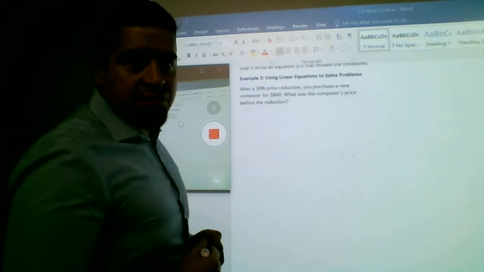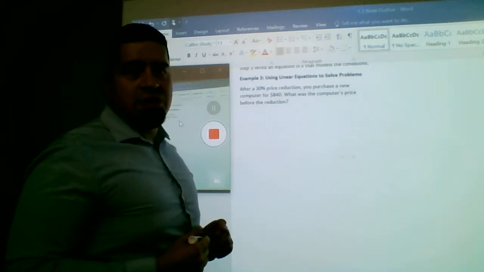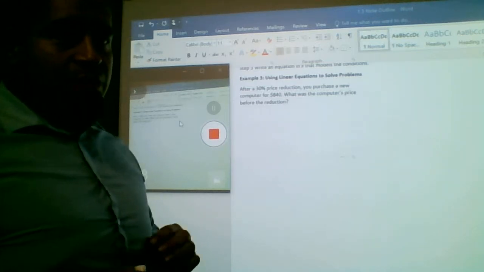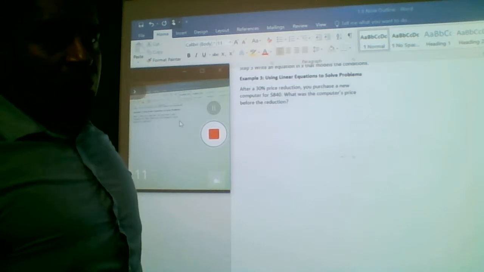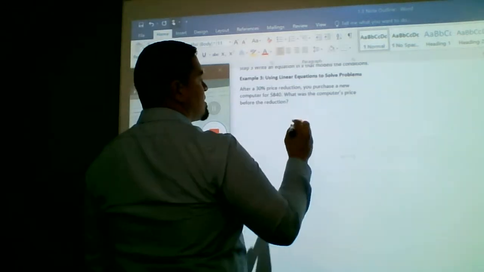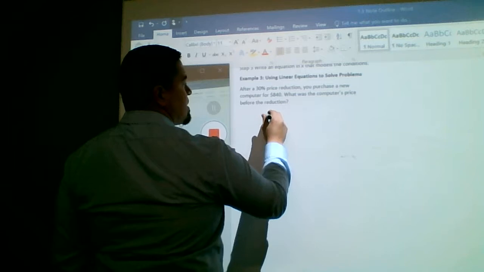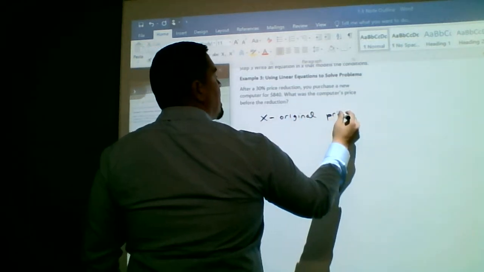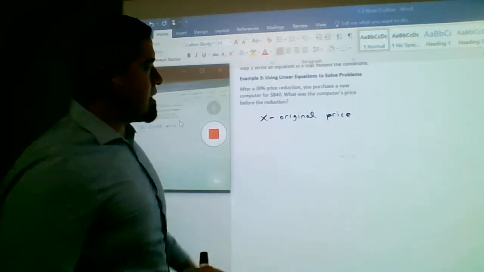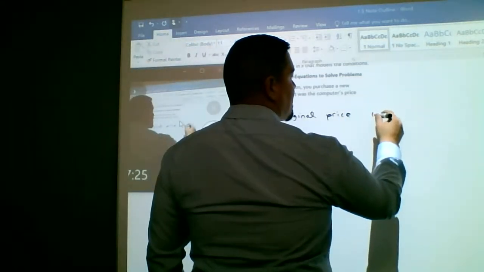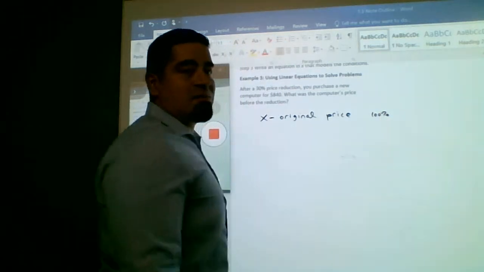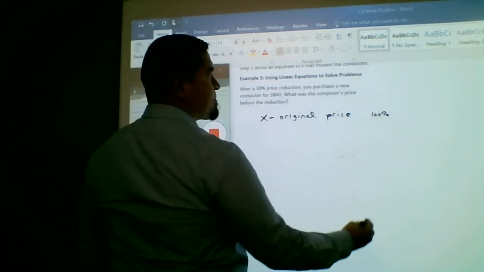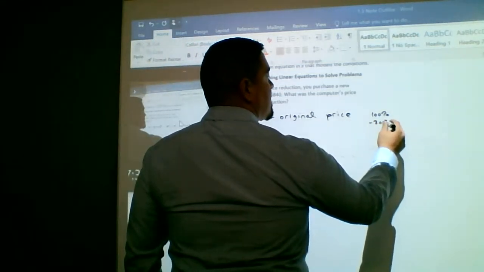Okay, so this one says, after a 30% price reduction, you purchased a new computer for $840. What was the computer's price before the reduction? So let's take it this way. We'll call x the original price, and at that point it was 100% of itself, right? 100% of that price was the original price. What happens when you take away 30%?